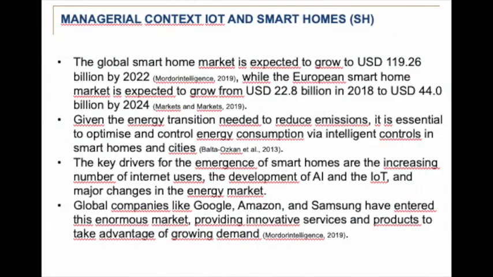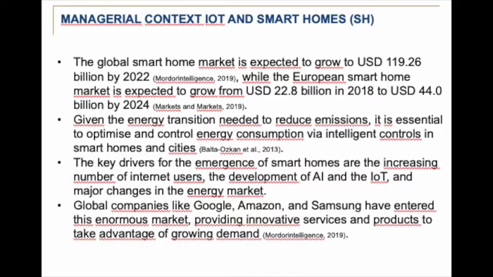Or another example to describe the managerial context of IoT and smart homes. The global smart home market is expected to grow to $120 billion by 2022, while the European smart home market is expected to grow from 22 to 44 billion from 2018 to 2024. Given the energy transition needed to reduce emissions, it is essential to optimize and control energy consumption via intelligent controls in smart homes and cities.